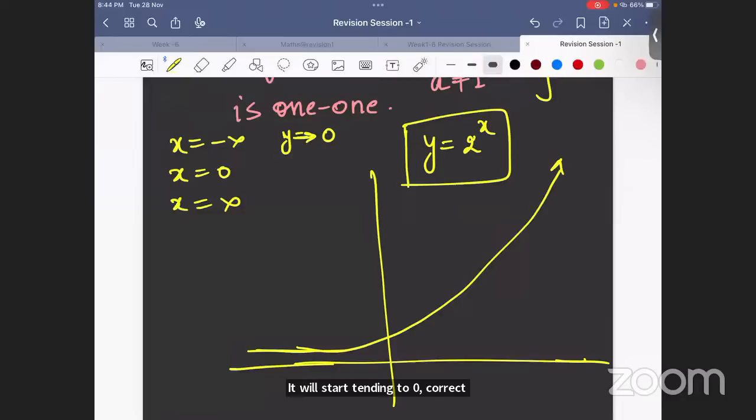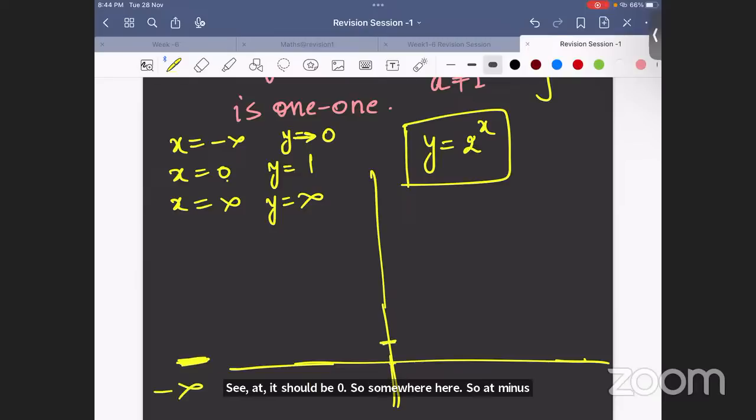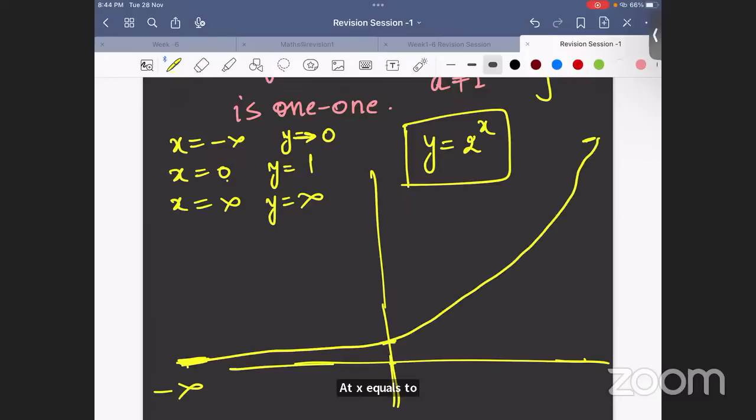Okay. And if x equals 0, then what is the value of y? 1. And if you put x equals infinity, what value will you get? Infinite. Yeah, so you can plot now. If you get this type of function, you will be able to plot it. At minus infinity the value should be closer to 0, at x equals 0 it should cut the y-axis at 1, and at x equals infinity it should be infinite, right? And then you can just match it.